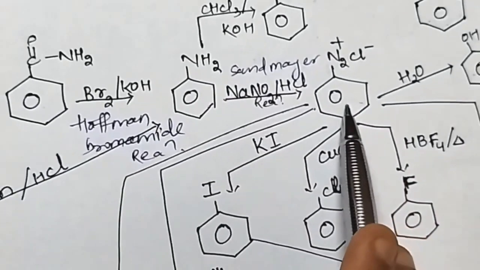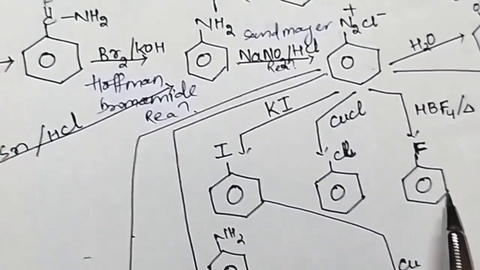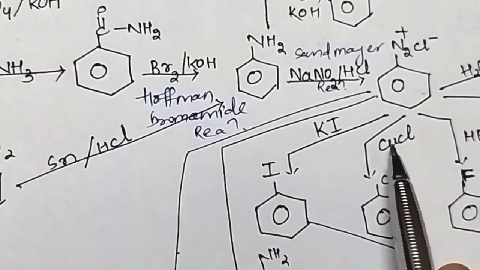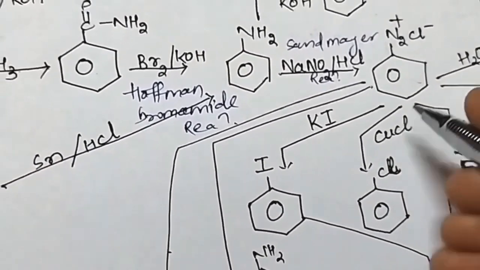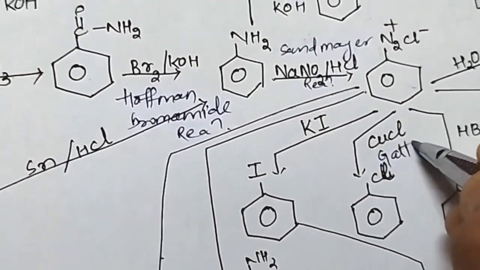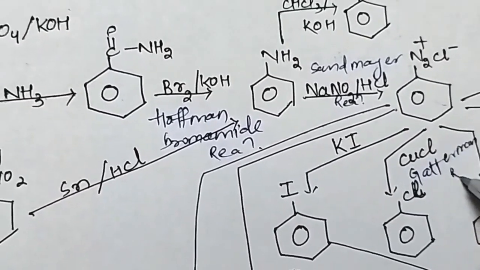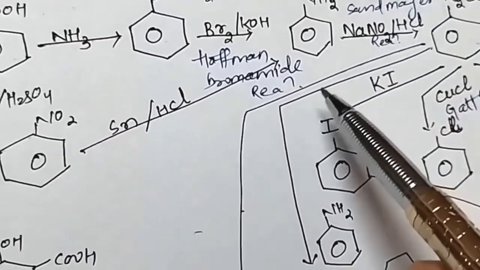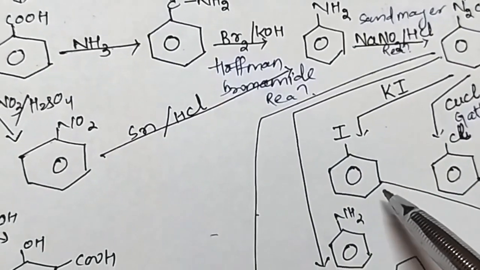When benzene diazonium chloride is treated with HBF4, then fluorobenzene is formed, and when treated with CuCl, then chlorobenzene is formed, and this reaction is known as Gattermann reaction. When benzene diazonium chloride is treated with potassium iodide, then iodobenzene is formed.